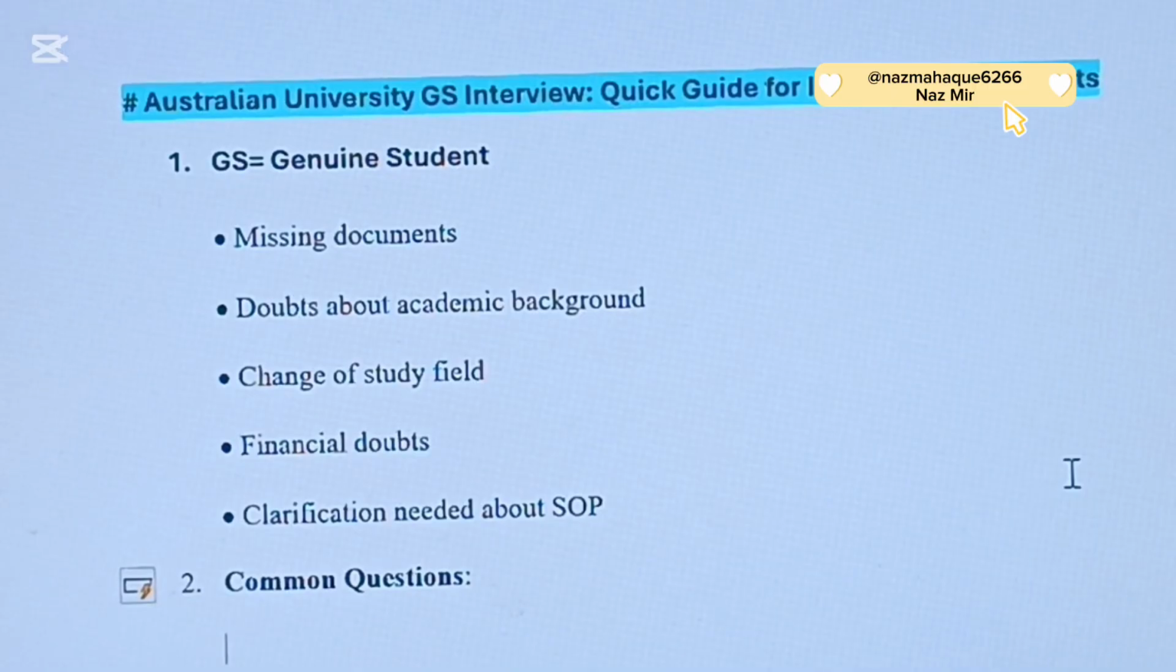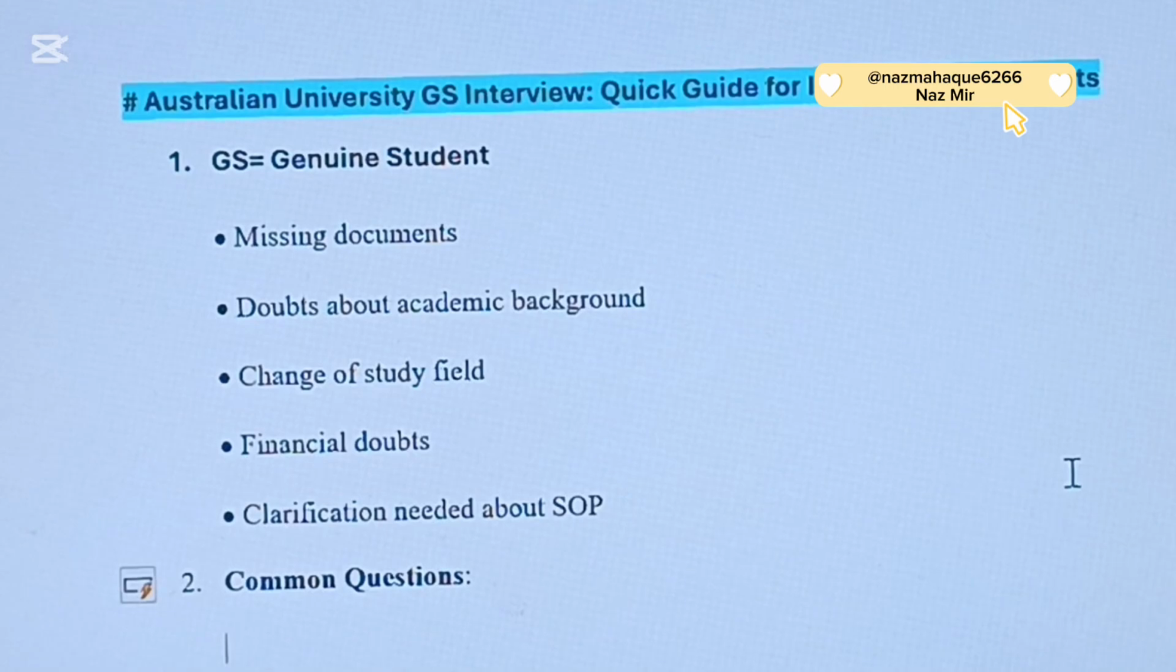And change of study field. If you are from HSC, which is 12th grade, and you are a commerce background student and now you are applying in a different field, then they will ask you why you are doing it. Most of the time these questions are also included in those GS questions. So all you need to do is do some research about the course that you are applying for and the university structure and everything, and then this is going to be very easy for you.